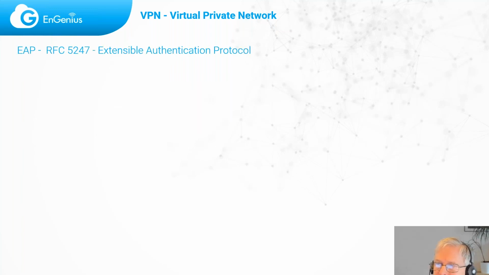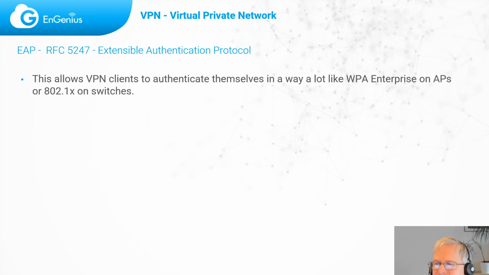One of the ways to do this is using EAP, Extensible Authentication Protocol, or one of its many derivatives. This allows VPN clients to authenticate themselves in a similar way to what you see with WPA Enterprise on wireless access points, or 802.1X on switches. If you want to use this with IPsec, you need to use IKE version 2, Internet Key Exchange version 2, because version 1 did not support this.